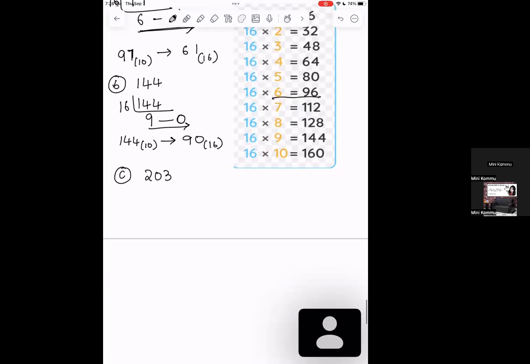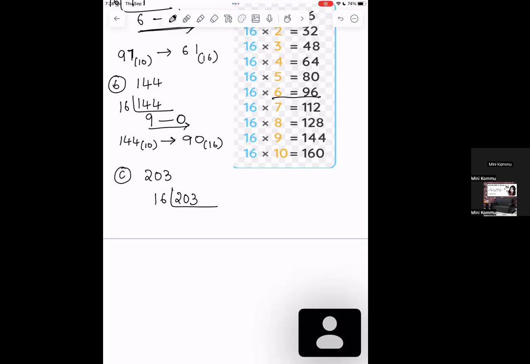Now C, 203. Same procedure, same method. Why am I dividing it by 16? Because every 16th number will change in a hexadecimal system, just like the way in any other base system. That is the basic logic of any base system. So 203 divided by 16.